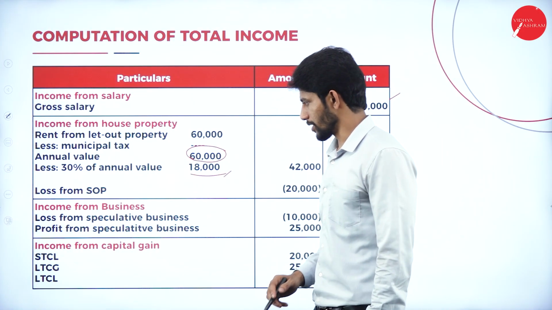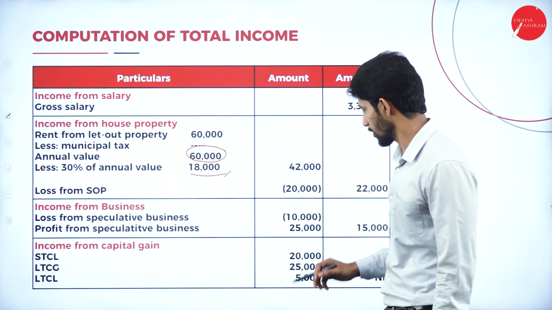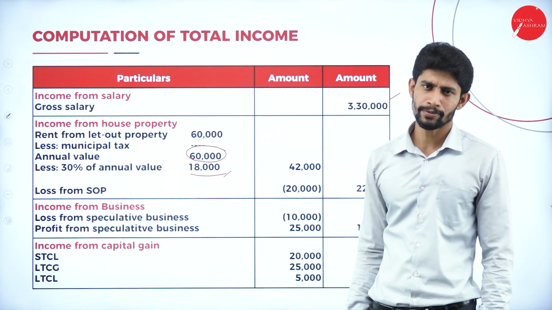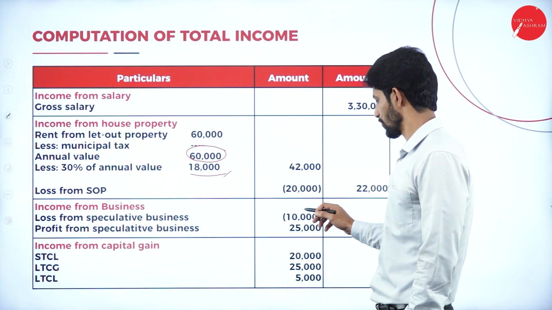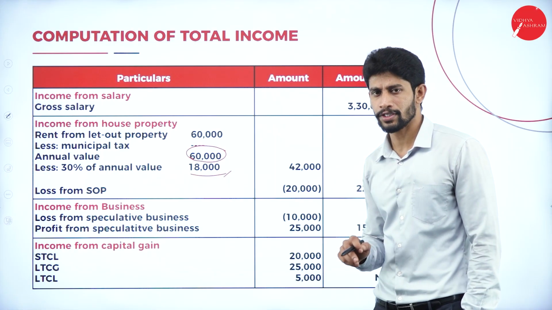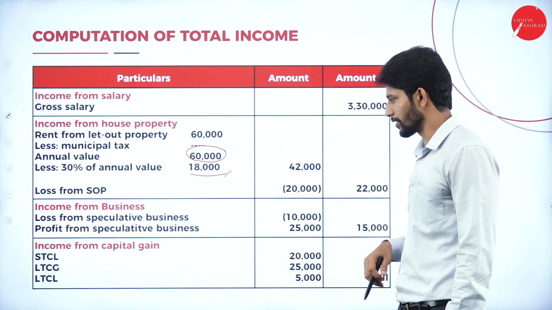Next, income from business. Loss from speculative business 10,000. Profit from speculative business 25,000. So set off this loss from the profit. You will get a balance of 15,000.